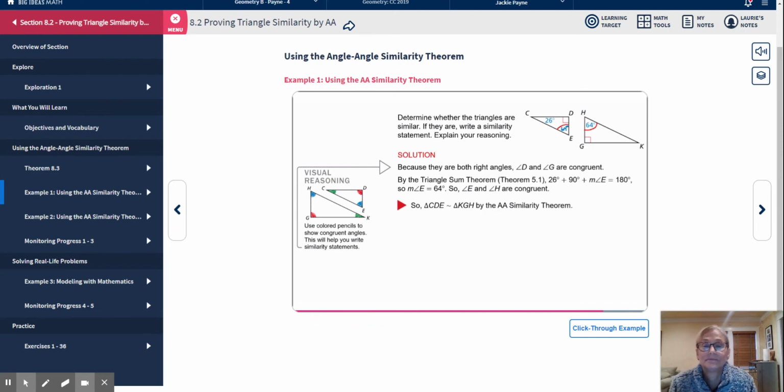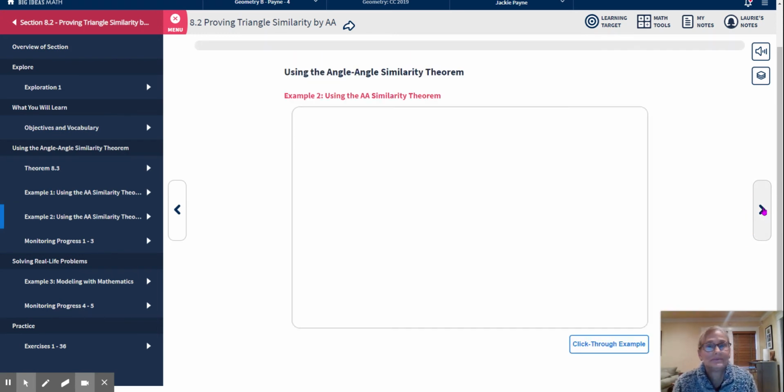You can use colored pencils to show congruent angles. This will help you write similarity statements. They say colored pencils, I like highlighters, whatever works for you.